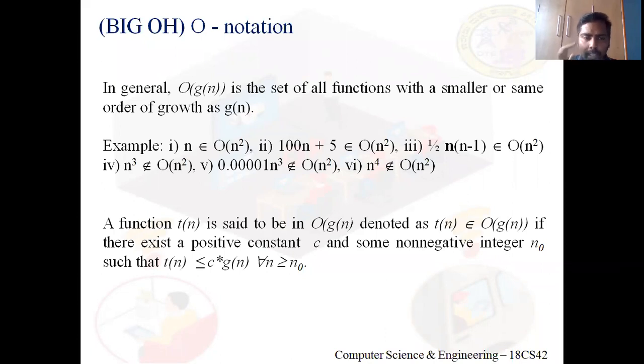Linear and quadratic. We know linear's growth rate is smaller than quadratic, and we know logarithmic growth rate is smaller than linear. Got it? So now, let me say, in my function set, there are linear and quadratic.